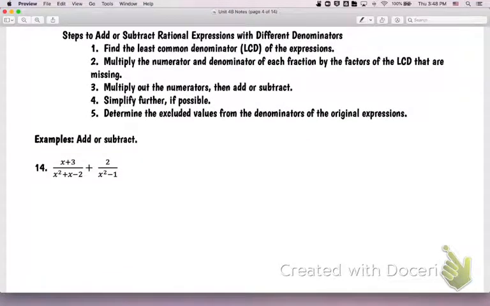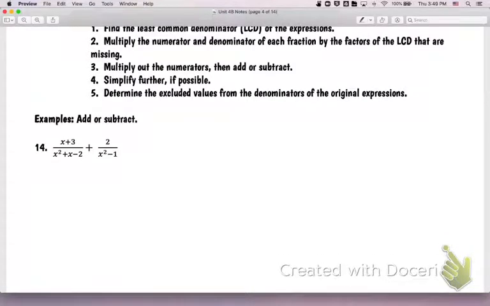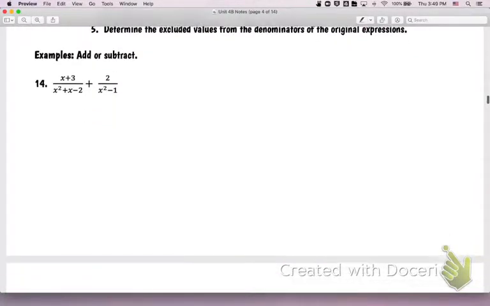So here are the steps we're going to follow. Find the least common denominator, and then what we need to do is multiply the numerator and denominator of each fraction by the factors of the least common denominator that are missing. We need to make them both match, so we need to build each of them up so that they match the other. In order to combine like terms, we have to multiply out the numerators, and then we can combine the like terms. If you can simplify further, then we should. And make sure you check if you were asked for the excluded values.